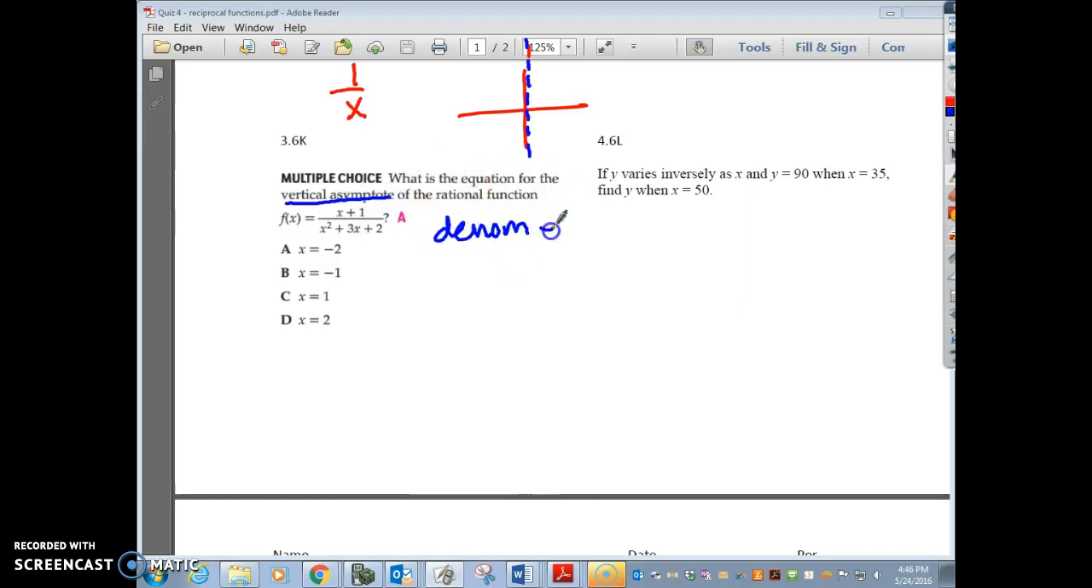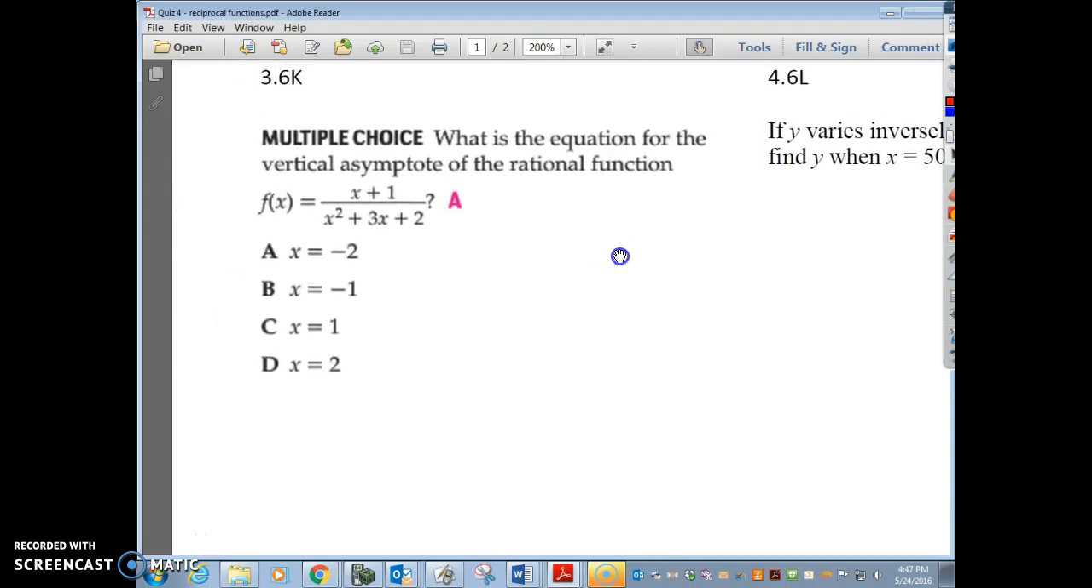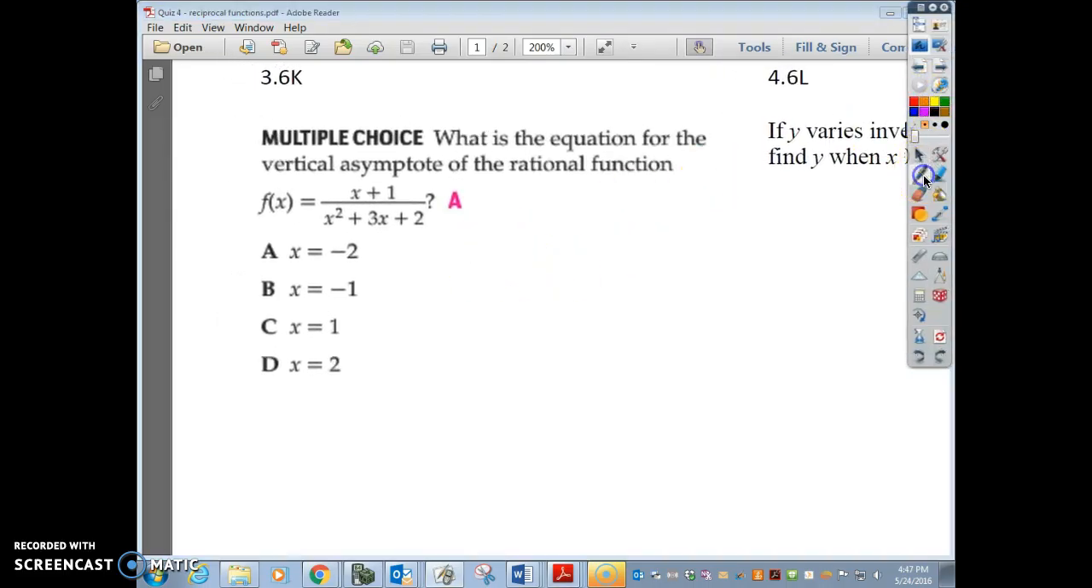Denominator equals 0. That is where the vertical asymptote is. So whenever this part right here is equal to 0, that'll be where my vertical asymptote is. But before we set the bottom equal to 0, let's see if anything cancels out, because if it cancels out, it's not a vertical asymptote.